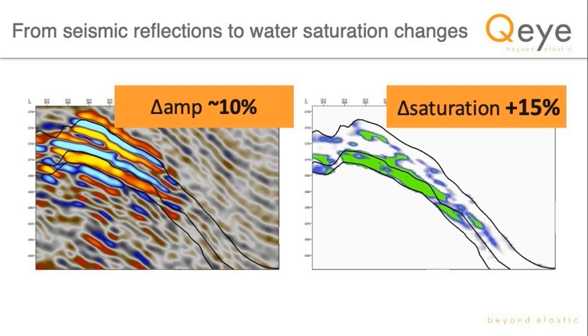So the green color here is a change in water saturation of 15%. The blue color is around 10%. So it's really this step from talking about geophysics, so reflectivity or amplitudes, to talking about dynamic reservoir properties from the seismic data I want to present to you today.